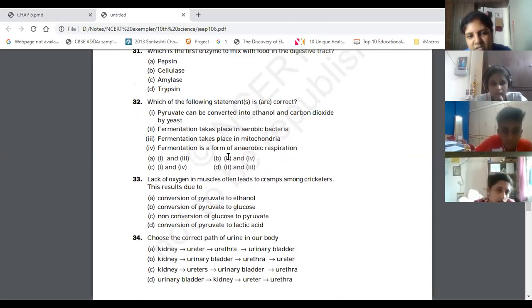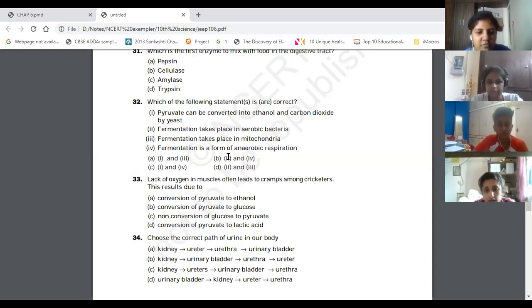Lack of oxygen in muscle leads to cramps among cricketers. This results due to conversion of pyruvate to lactic acid, right? D option is the right one. Correct path of urine in our body.